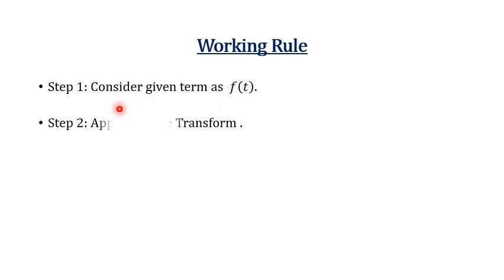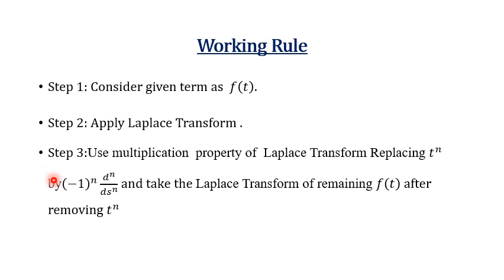Let us see the working rule. It will help you to solve the problems based on this multiplication by t raised to n property. So step 1 is, consider given term as a function of t. So here you have to just consider the given example as a function of t. Step 2, apply the Laplace transformation on step 1. In step 3, use multiplication property of Laplace transform, replacing t raised to n by minus 1 raised to n derivative with respect to s nth time, and take the Laplace transformation of remaining f of t after removing t raised to n. This will give you F of s.